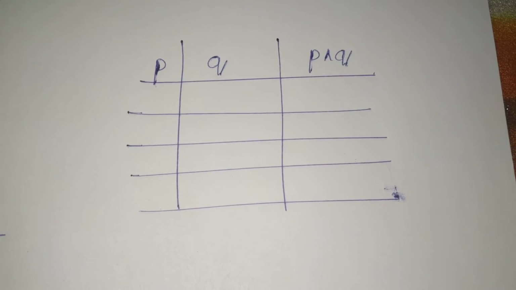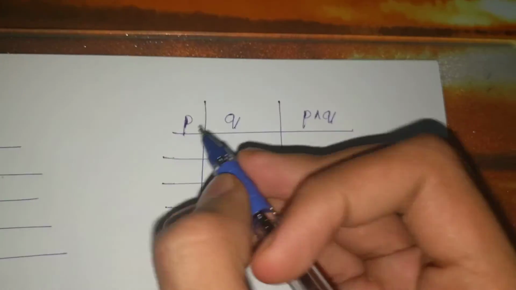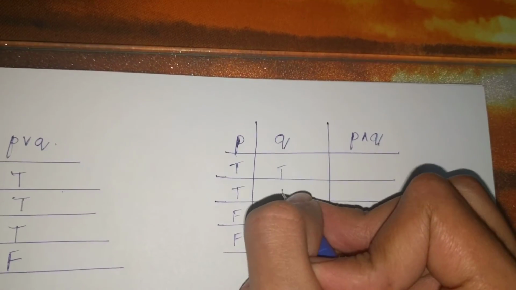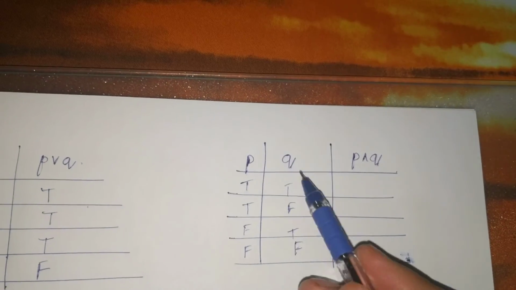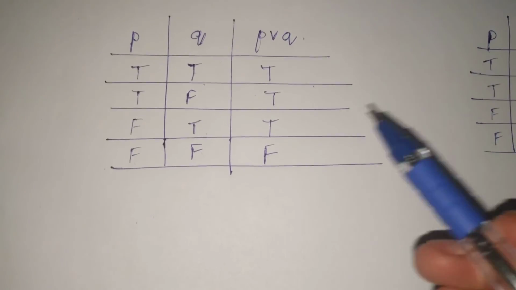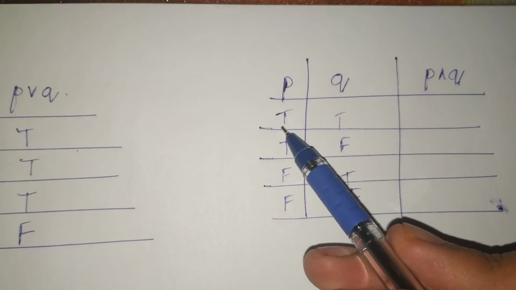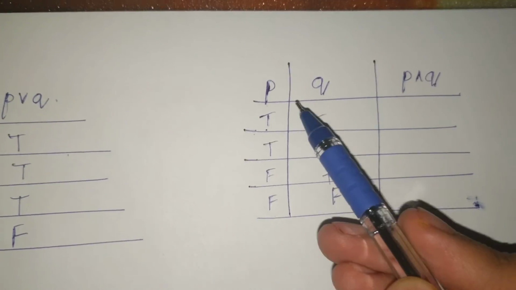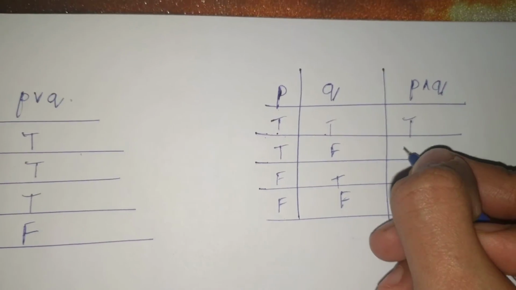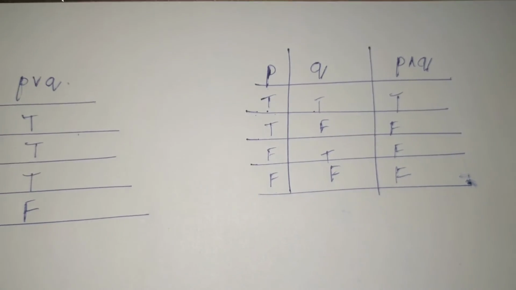Let's move on to the connective and. So here I have written P and Q. Remember the first step, you need to write TTFF, TFTF. This is very important to remember. Now, in P or Q, even if one is true, you write the answer as true. But in P and Q, both have to be true for it to be true. So here both are true, therefore it is true. Only one is true, so false. Only one is true, false. Nothing is true, so false.